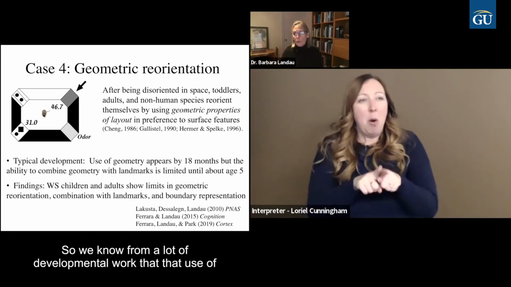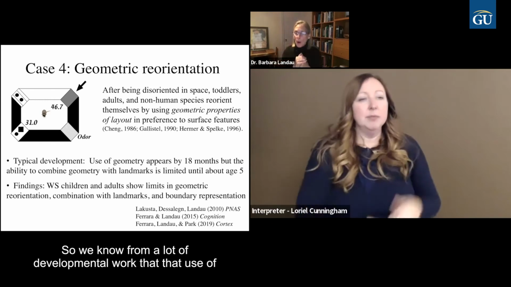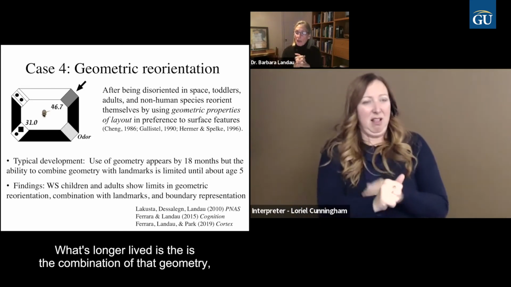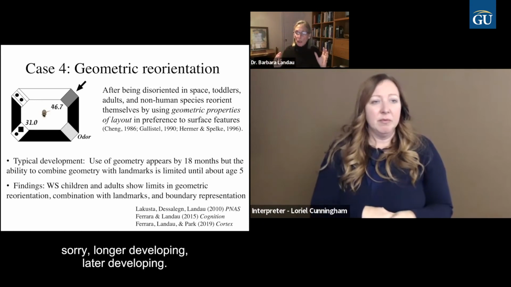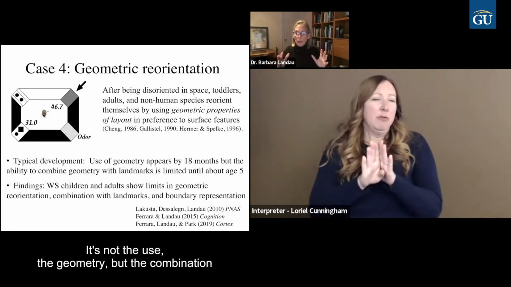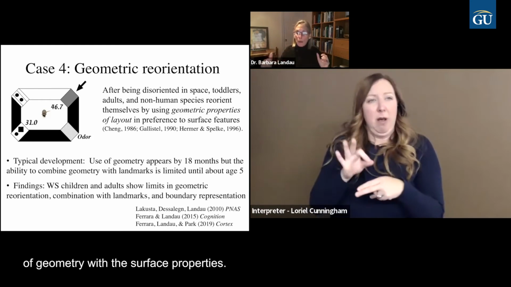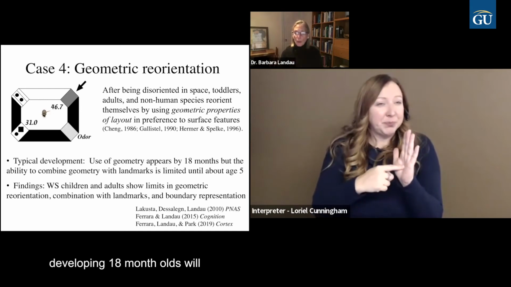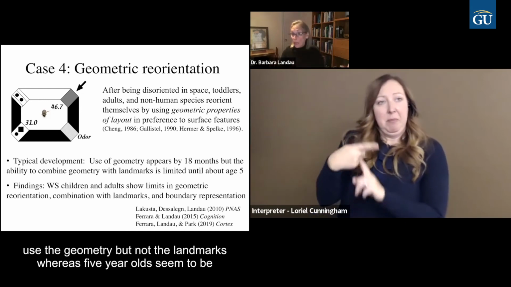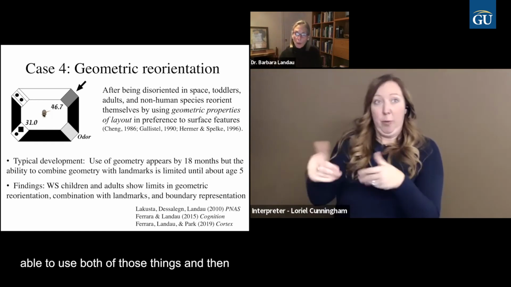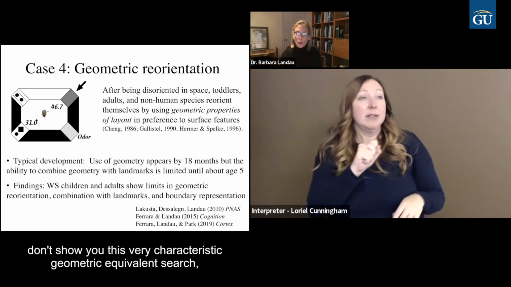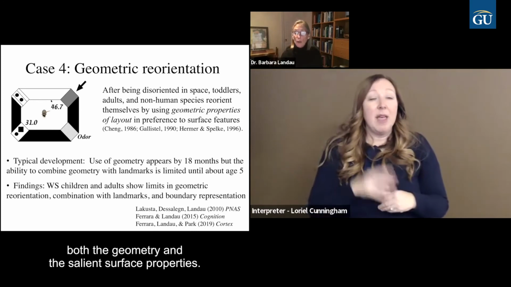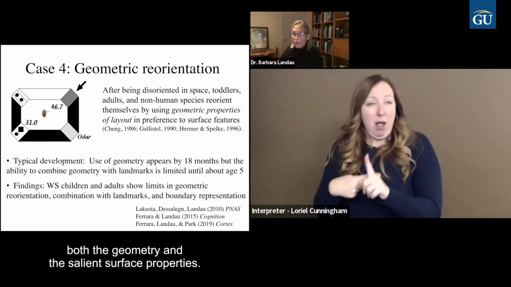So we know from a lot of developmental work that use of geometric properties appears in babies by 18 months of age. What's later developing is not the use of the geometry, but the combination of geometry with the surface properties. So for example, typically developing 18-month-olds will use the geometry, but not the landmarks. Whereas 5-year-olds seem to be able to use both of those things. And then they give you a pattern where they don't show you this very characteristic geometric equivalent search, but rather they'll look in the right spot because they're combining both the geometry and the salient surface properties.